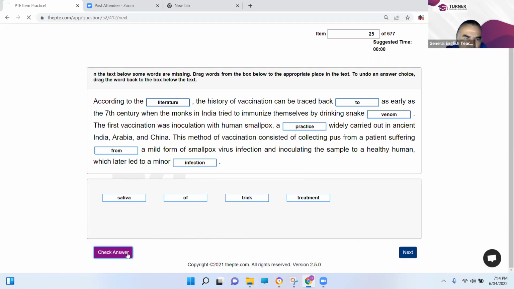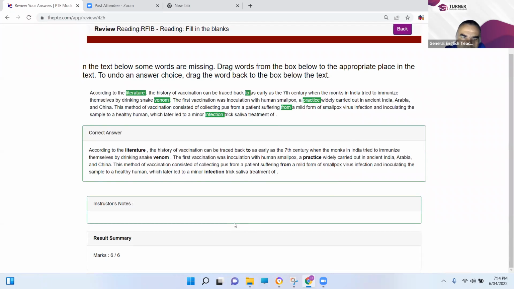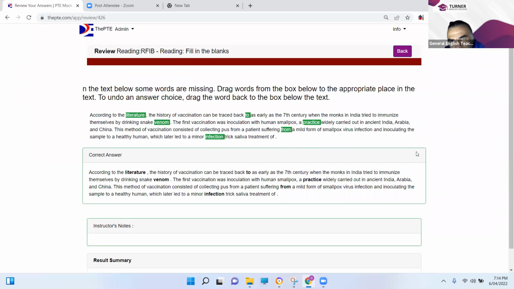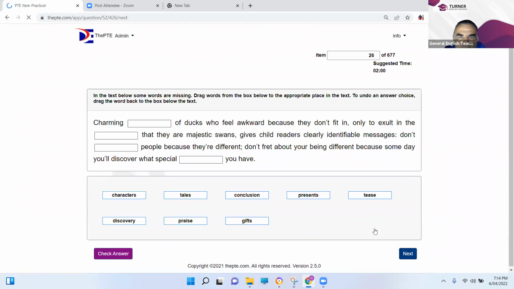Okay, let's check. So remember, once you put stuff here, read it again very quickly. According to the literature, we can trace back to the snake and human treatment, widely carried out practice. Yeah. All right. Very good. Next. You have 2 minutes here.